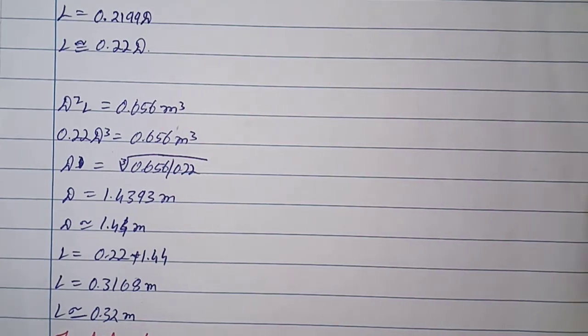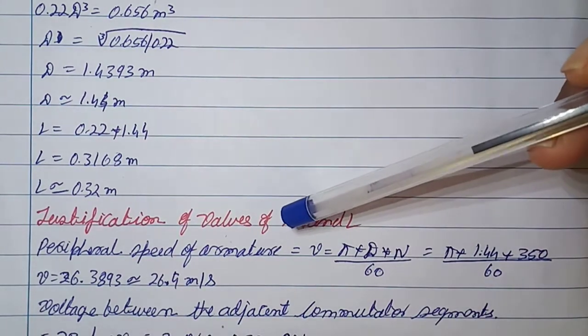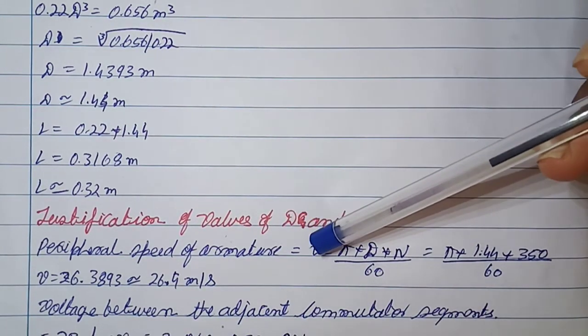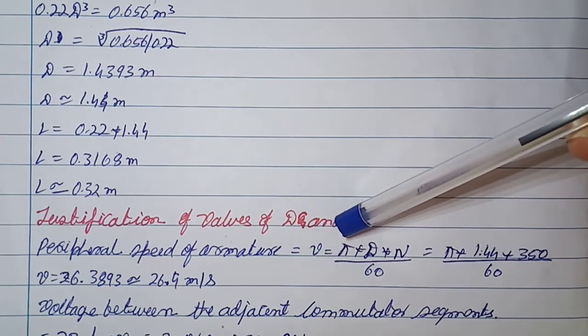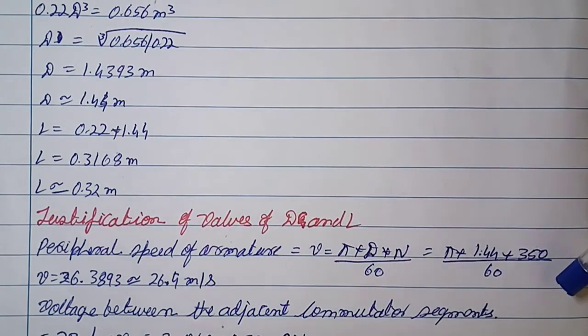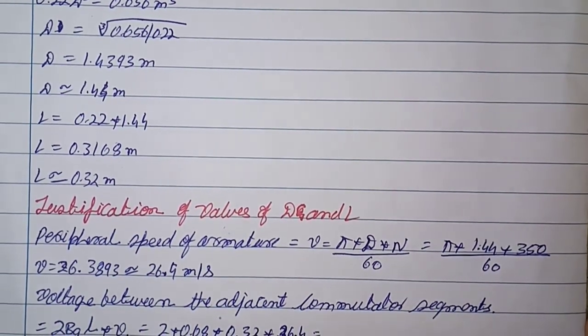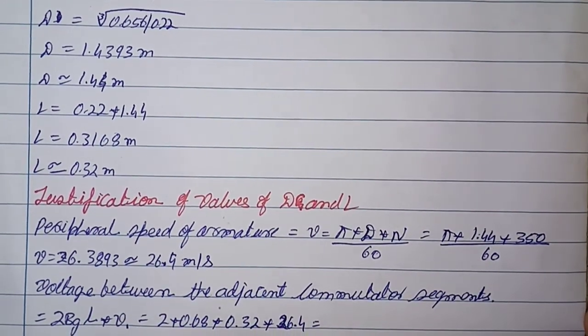Then we have to justify these values. The peripheral speed of the armature, denoted V, and some books use V_a, is given by pi d n by 60. When we do this, we get 26.3893, which is approximated on the higher side to 26.4 meter per second. In general, if not mentioned, the value should be within 30 meter per second, so it is justified.